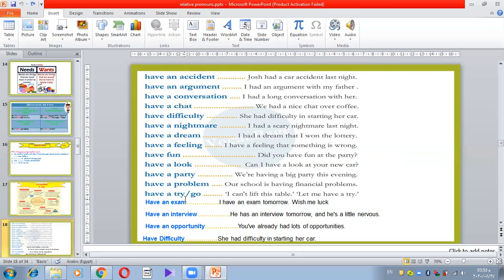Have an exam. I have an exam tomorrow. Wish me luck. Have an interview. He has an interview tomorrow and he's a little nervous. Have an opportunity or chance. You have already had lots of opportunities, chances in your life. We have already had difficulty. We said this. She had difficulty in starting her car. It's just repeated.